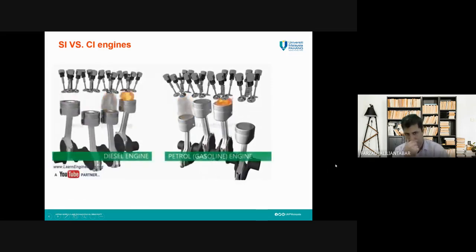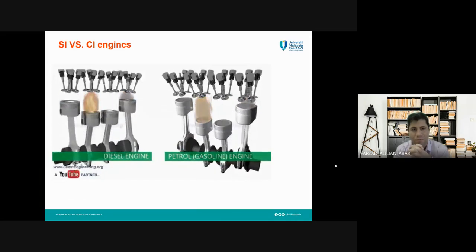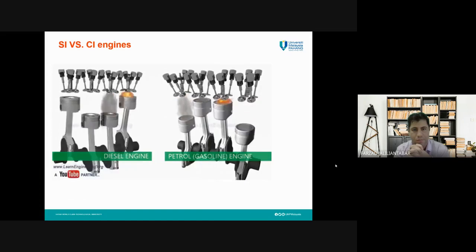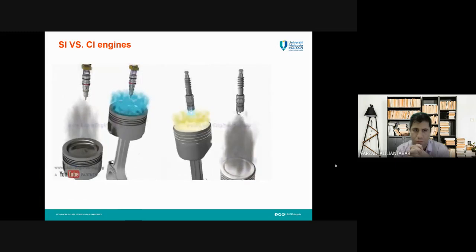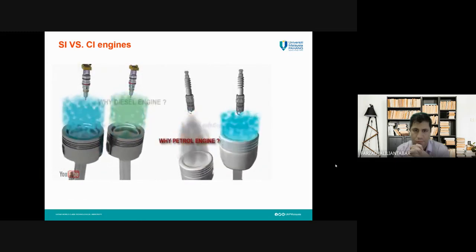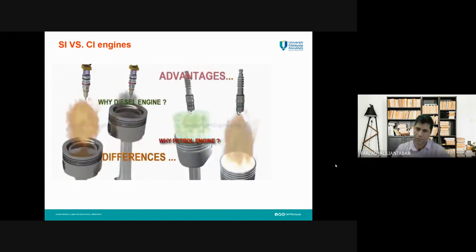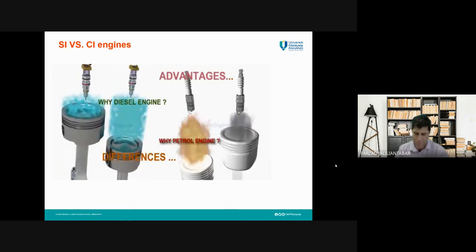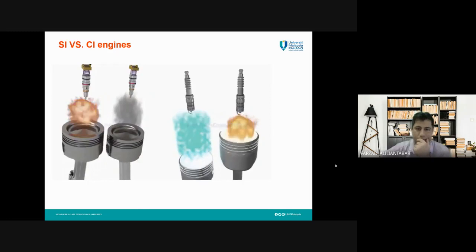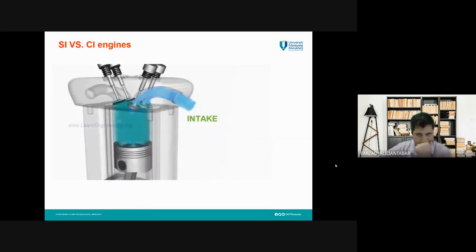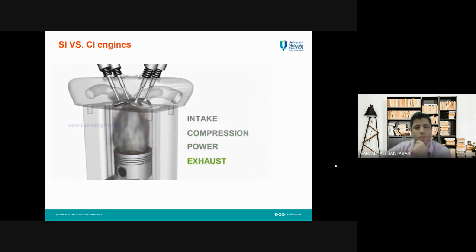Gasoline and diesel engines are the two most commonly used internal combustion engines. Even though their operations seem similar, they have some interesting differences, and each has advantages over the other. This video is aimed at exploring these differences and advantages from a scientific point of view. Both engines have the basic four strokes: intake, compression, power, and exhaust.